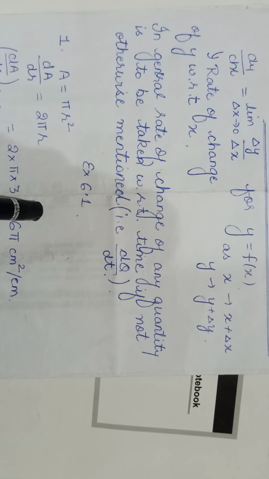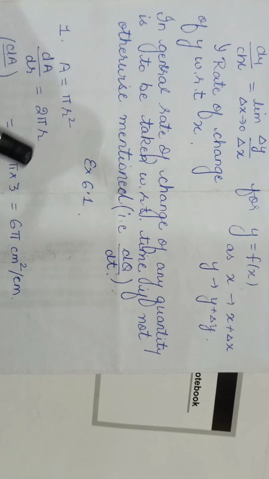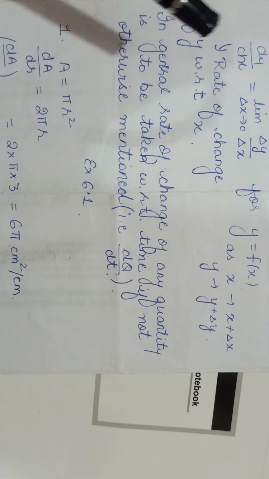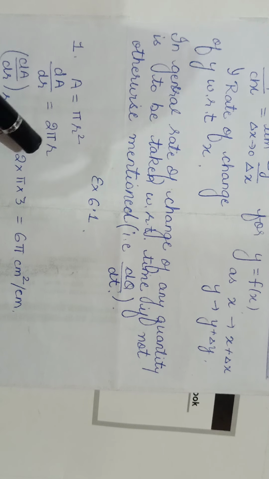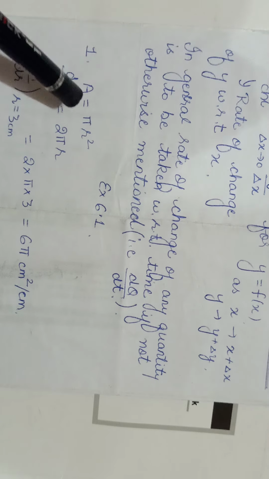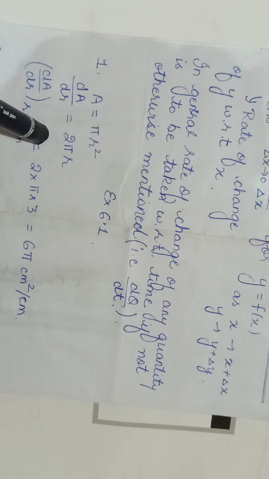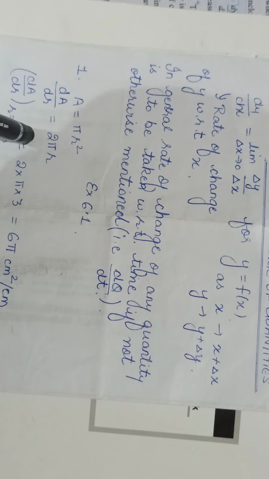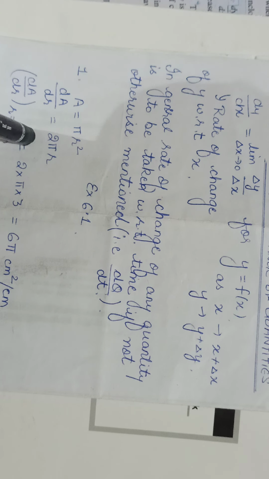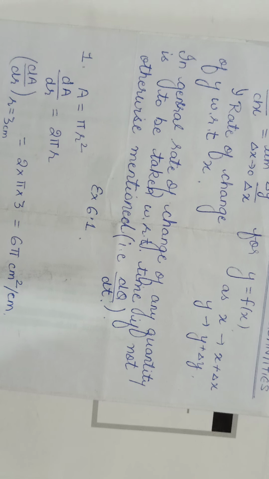Otherwise they will mention the quantity. For example, find the rate of change of p with respect to q, so it becomes dp upon dq. And if it is only said find rate of change, that means it has to be d by dt. You have to differentiate it with respect to time, or they are interested in rate according to time.